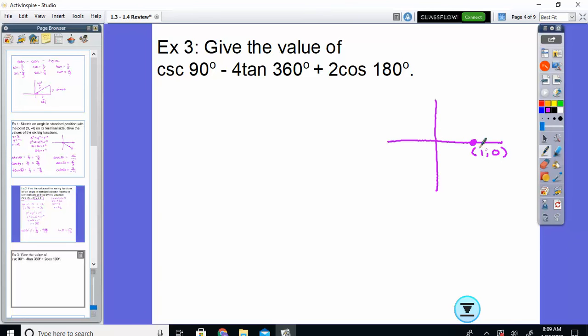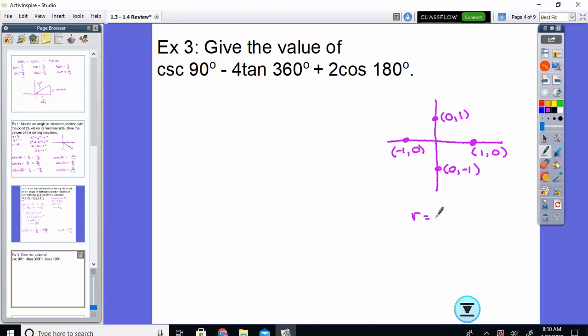1, 1, 0. X is positive 1, y is 0. Think about it. If you're on the x-axis, you didn't go up or down, so that y is 0. So at this point, I didn't move left or right, so my x is 0, and I went up 1, so y is positive 1. If I plotted this point, my x would be, and my y is, and if I use this point, my x is, and y is.